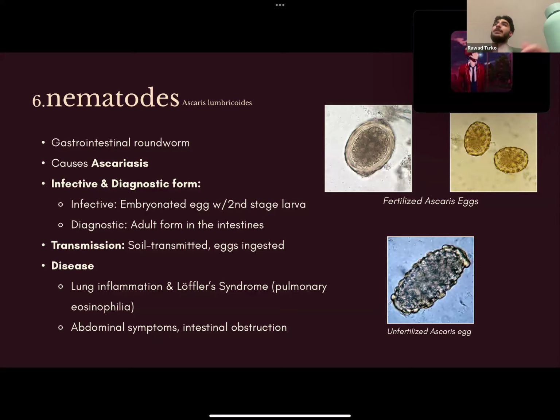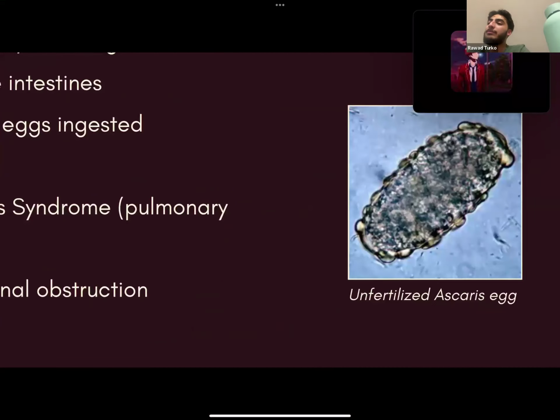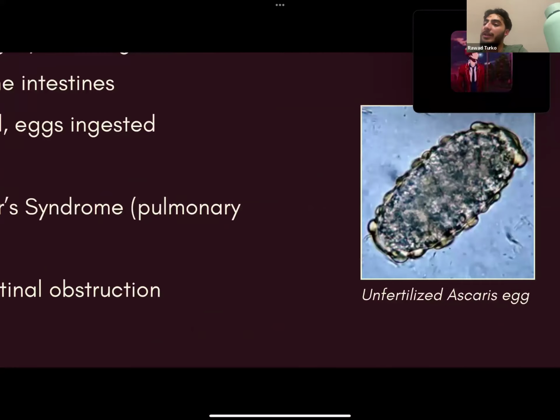Okay, now the difficult part is that some of the different worms have different stages of the eggs. The eggs can look different depending on whether they're fertilized or unfertilized. So in this case, with Ascaris, you can tell the unfertilized Ascaris egg looks more oval, and the shell is very rough. It has a very irregular shape. It looks almost kind of bumpy. So this is an unfertilized Ascaris egg.